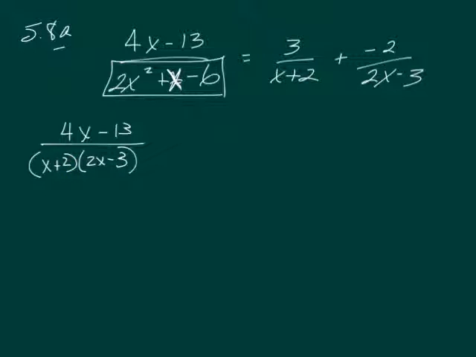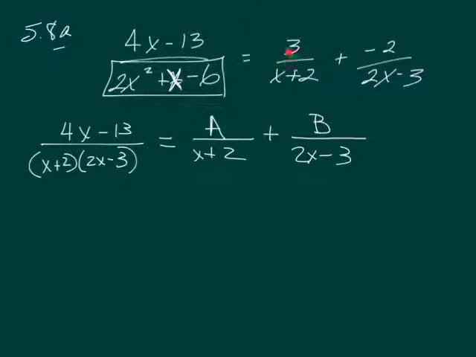Once we do that, and again, this is just following a method, we're going to put our x plus 2 here. We're going to put a plus sign, and we're going to put a 2x minus 3 here. What we're looking for is the numerator. We don't know what that numerator is, but we do know that it's a number. So we're just going to call it a capital A and a capital B. Once we find what A and B are, we put those numbers up there for A and B, and that will be my partial fraction decomposition.